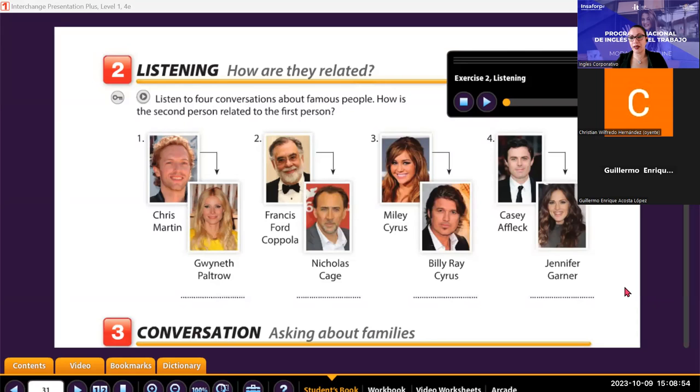Welcome, Guillermo and Pedro. We are completing the listening part here. We're going to listen twice to this listening, and you have to complete the information about how they're related. We are studying the family vocabulary.